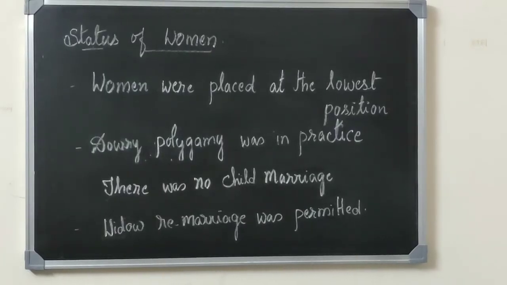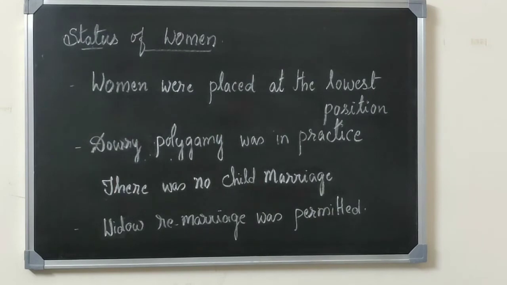Children, now let us try to understand the status of women. There was no equality between men and women. Women were placed at the lowest position. Dowry and polygamy were in practice. There was no child marriage, and widow remarriage was permitted.